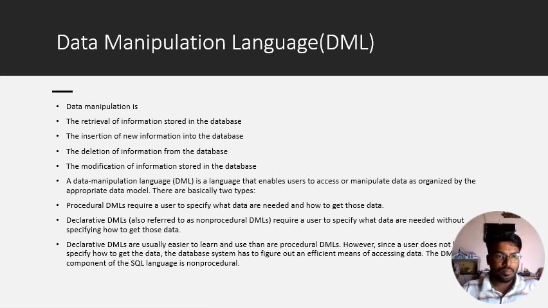One is procedural DMLs, which require a user to specify what data are needed and how to get those data. The other is declarative DMLs, where a user specifies what data are needed without specifying how to get those data. Moving on to the next slide.